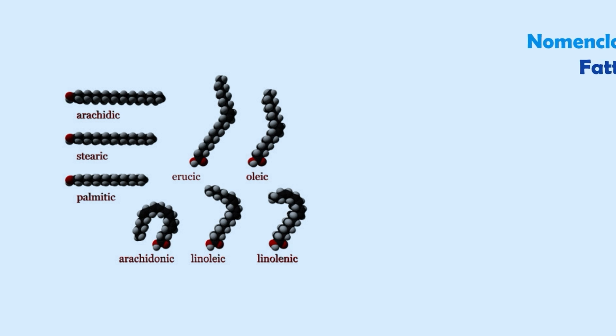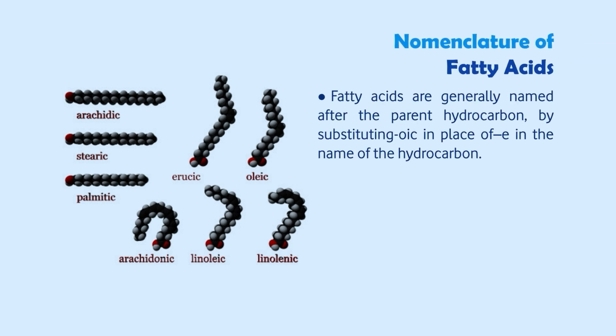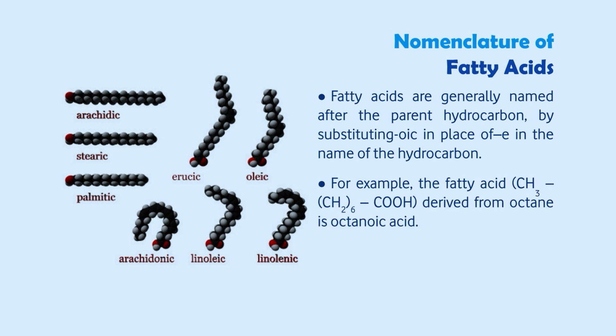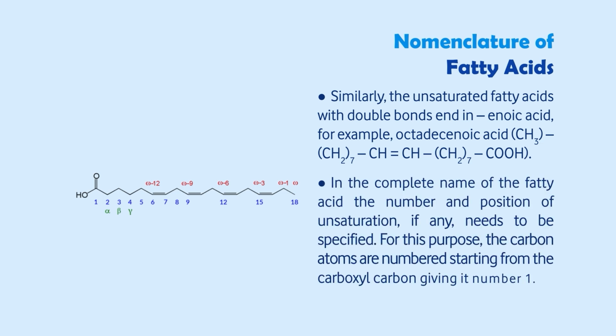Now, nomenclature of fatty acids. Fatty acids are generally named after the parent hydrocarbon by substituting OIC in place of E in the name of the hydrocarbon. For example, the fatty acid derived from octane is octanoic acid. Similarly, the unsaturated fatty acids with a double bond end in enoic acid. In the complete name of the fatty acid, the number and position of unsaturation, if any, needs to be specified. For this purpose, the carbon atoms are numbered starting from the carboxyl carbon, giving it number 1.